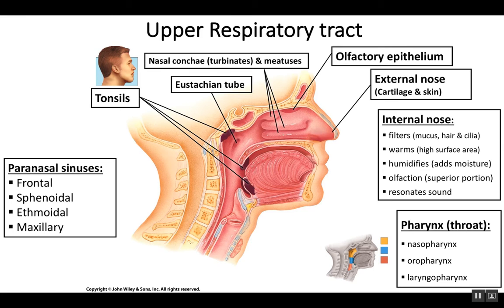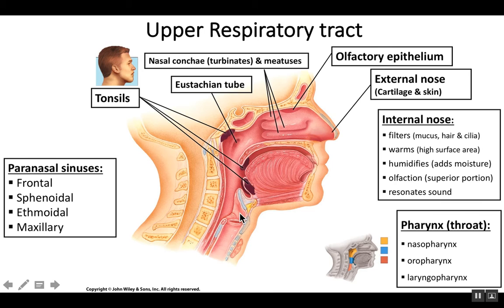The oropharynx is located behind or posterior to the oral cavity. Note that the oropharynx can either get air from the nasopharynx or through the mouth. So air can enter your respiratory tract either through the nasal cavity or through the oral cavity. And either way, it enters the oropharynx. Then the laryngopharynx is this region here of your throat, and then air will go into your larynx.